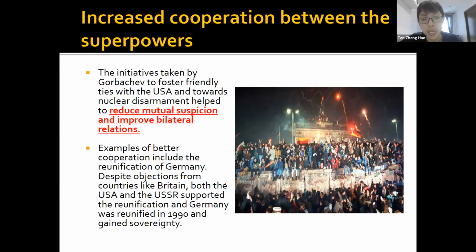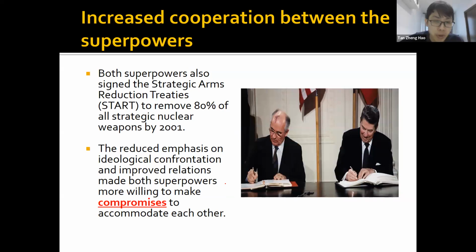So in terms of military, like I said, there was more cooperation. An example you can remember is the Strategic Arms Reduction Treaty, or START. If you can't remember this, just remember that there was nuclear disarmament, or arms disarmament, to reduce the number of weapons, reduce nuclear weapons, to improve relationships and reduce distrust between the countries.